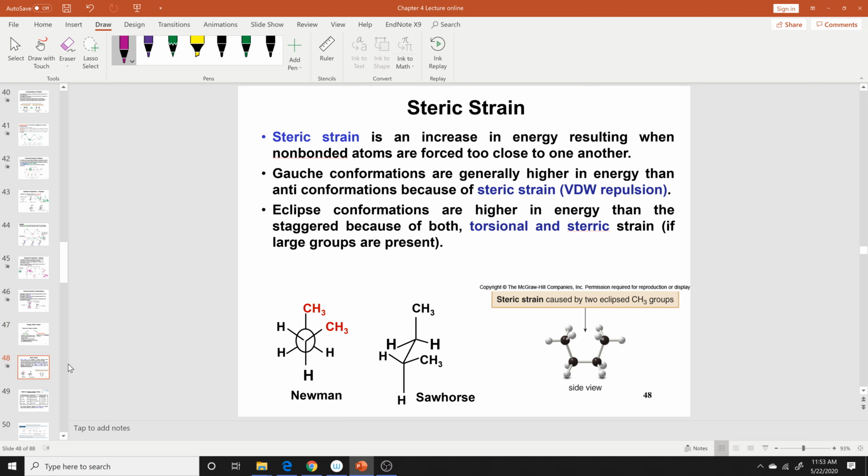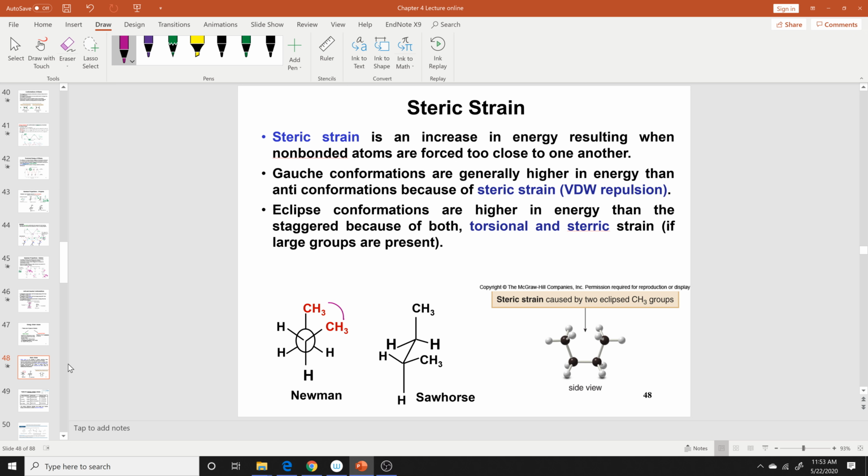So if you look here, what I have is a Newman projection for the two CH3s that are gauche with respect to each other. So these two CH3s over here are going to have some sort of steric strain, which is caused by the van der Waals repulsion. So for the gauche, I have only my steric strain.